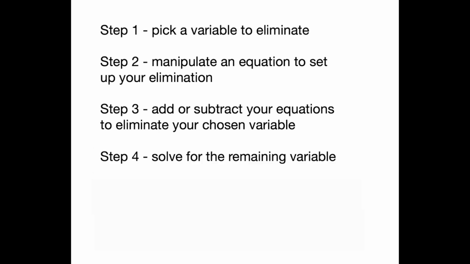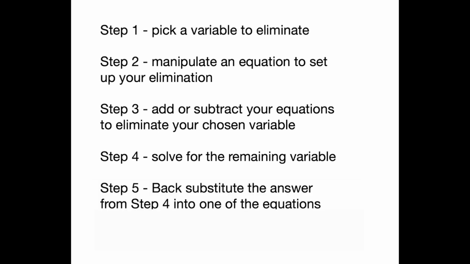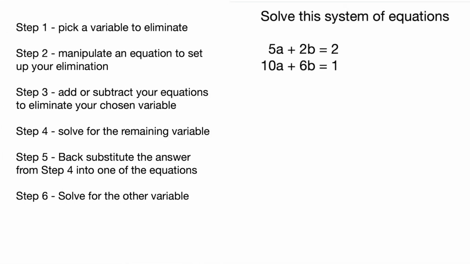Now you've got to solve for the remaining variable. You've gotten rid of one variable. You've got one left. Now you've got to solve for it. Once you've solved for that variable, back substitute the answer into one of the equations so that you can solve for the other variable. Try it again. Clock starts now.